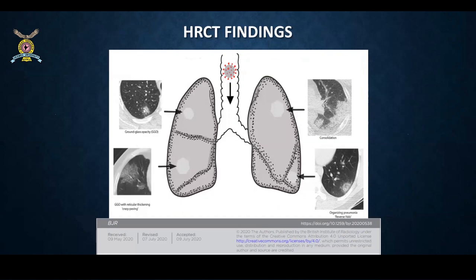So these are the four common findings we see in our day-to-day practice. The first and foremost is the ground glass opacity. The second is the ground glass opacity with interlobular septal thickening, which produces the crazy paving appearance. The third one is consolidation, and the fourth one is the reverse halo sign or the atoll sign, or you can say organizing pneumonia pattern. So we'll come to these one by one.